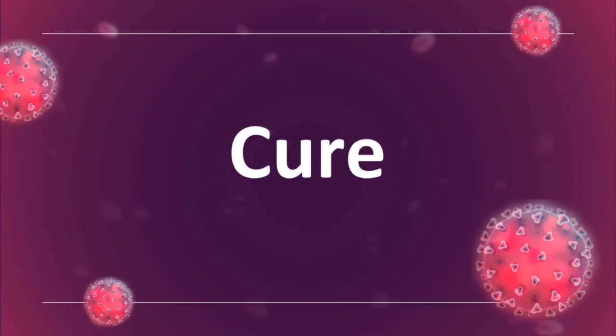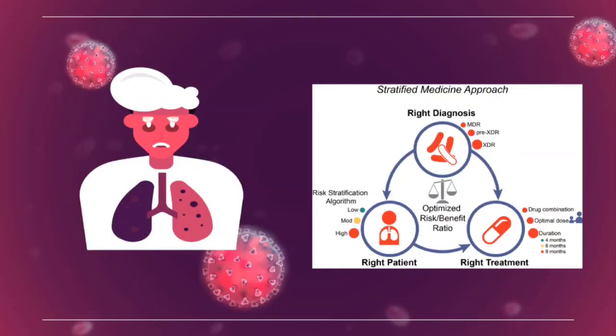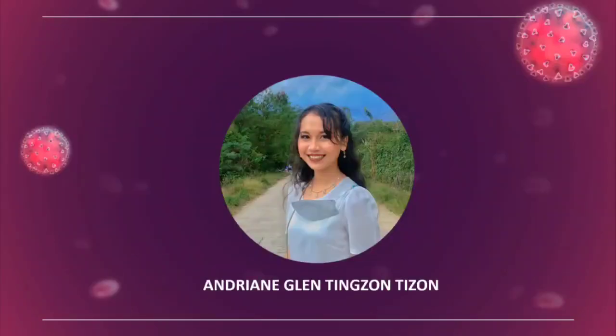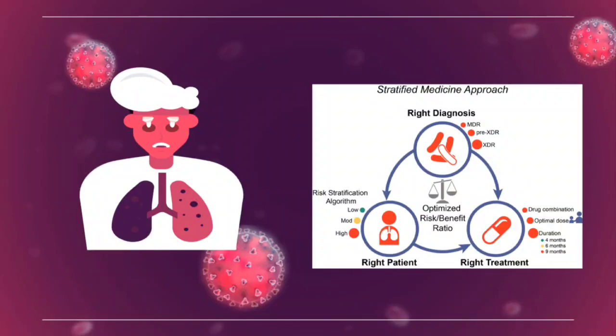Cure. Tuberculosis is treatable and curable with appropriate medication. The medication regimen typically involves a combination of antibiotics taken for several months. The exact treatment plan will depend on the individual's age, overall health, and whether the TB infection is drug resistant.